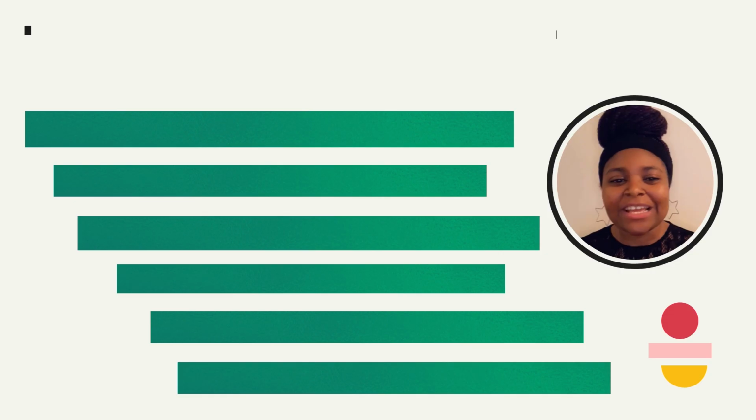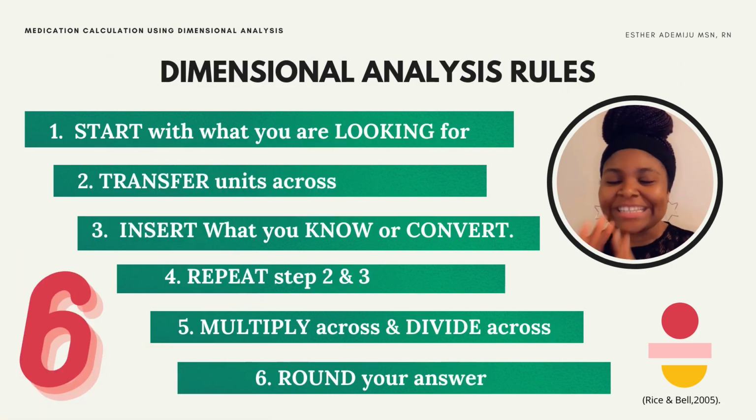So we have 6 rules. Yes, 6 rules of dimensional analysis. The first one is you need to start with what you are looking for. Some questions will ask you, how many milliliters would the nurse give? You need to keep that in mind. What are they asking me for? Milliliters. Keep that in mind.